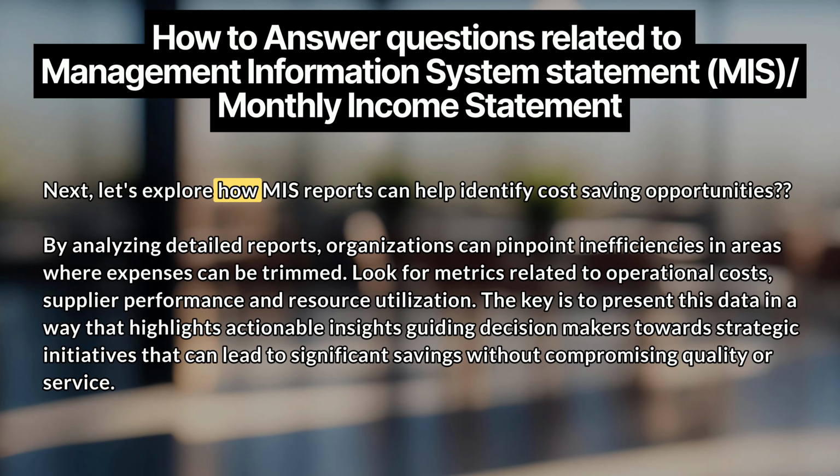Next, let's explore how MIS reports can help identify cost-saving opportunities. By analyzing detailed reports, organizations can pinpoint inefficiencies in areas where expenses can be trimmed. Look for metrics related to operational costs, supplier performance, and resource utilization. The key is to present this data in a way that highlights actionable insights, guiding decision makers towards strategic initiatives that can lead to significant savings without compromising quality or service.